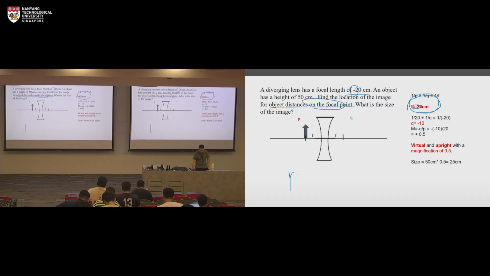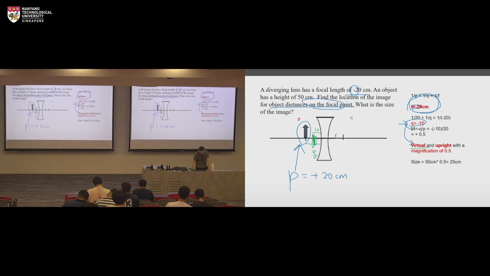It says that the P is placed on the focal point, which is here. Because P is in front of the mirror, P is positive 20 cm, because P is defined as positive in front. So P is 20 because it's placed on the focal point, and F is negative 20. So what is the Q? Then you'll discover that your Q is actually negative 10, which tells you that it's virtual, because Q negative is virtual. So it means your image is somewhere over here.